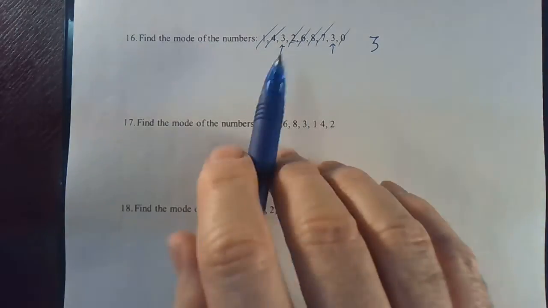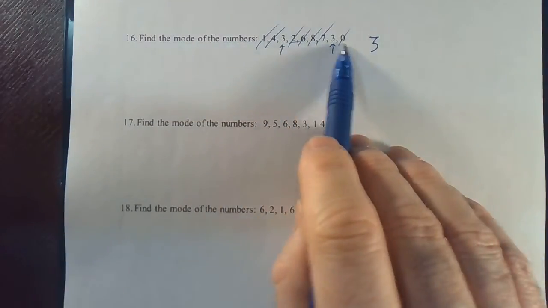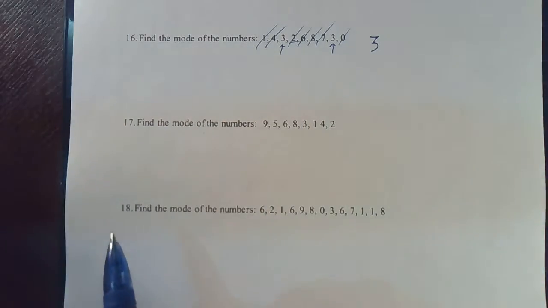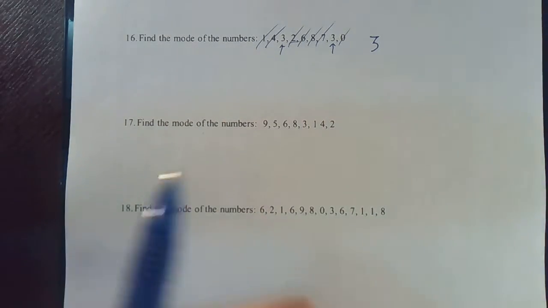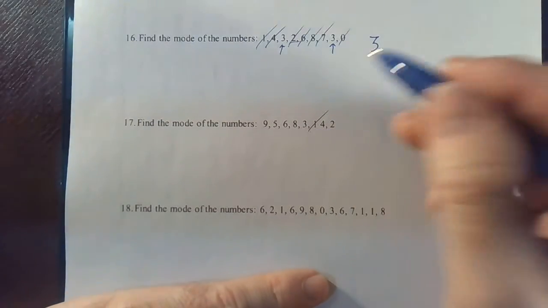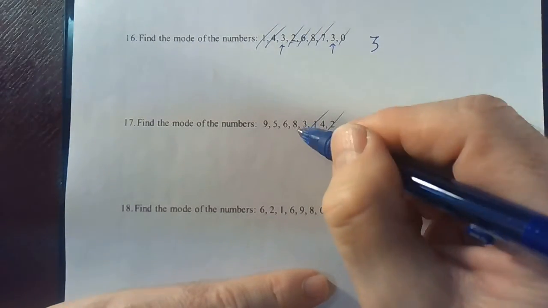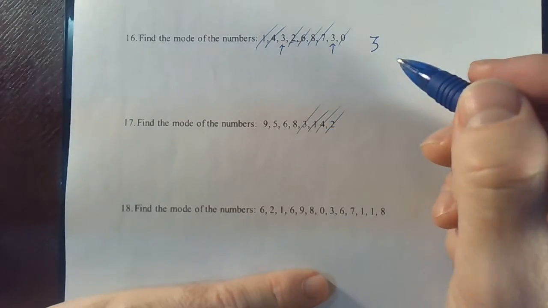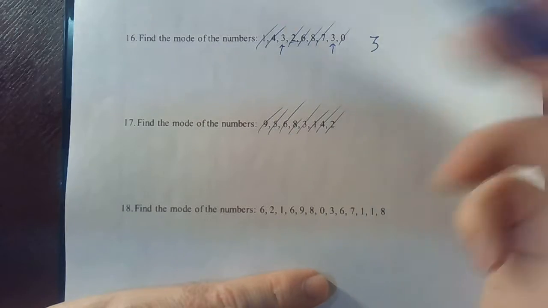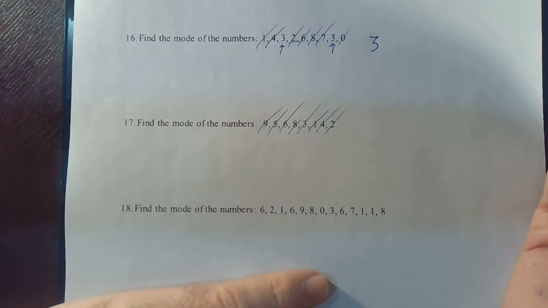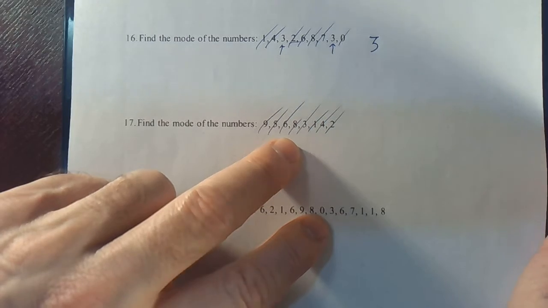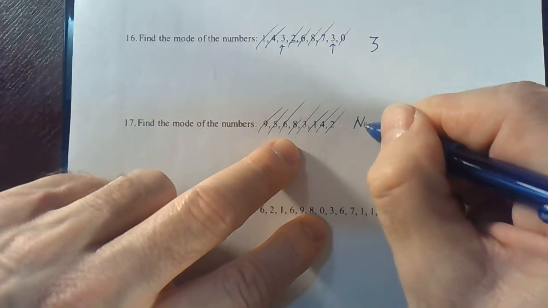And again, that would have been easier if we had these sorted. Then you just go left to right until you find numbers that show up more than once in a row. So find the mode of these numbers. Let's see, we've got a 1 and a 2, 3, 4, 5, 6, 8, 9. So no mode. These numbers showed up equally one time each. So I'm just going to say no mode.